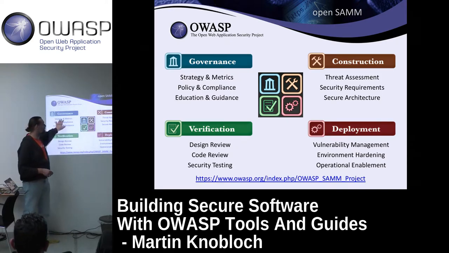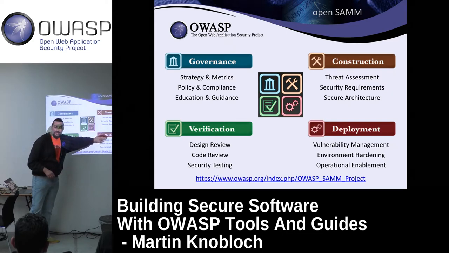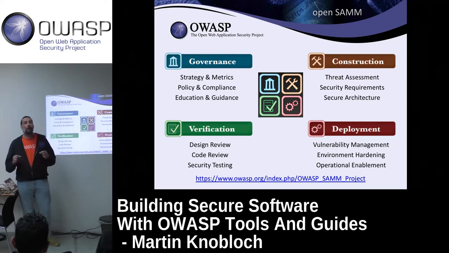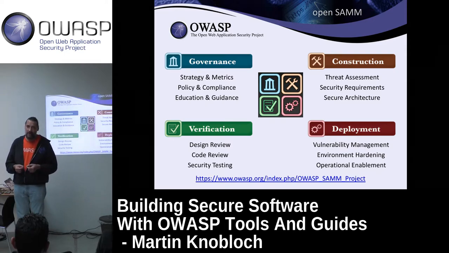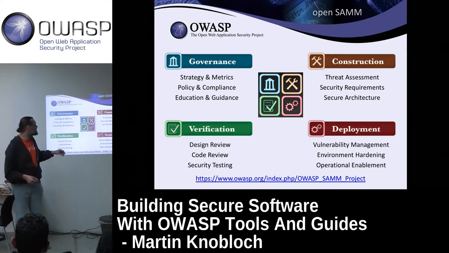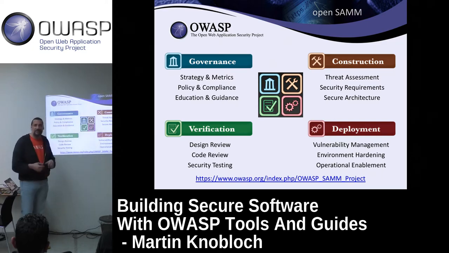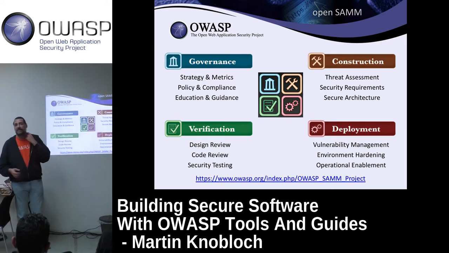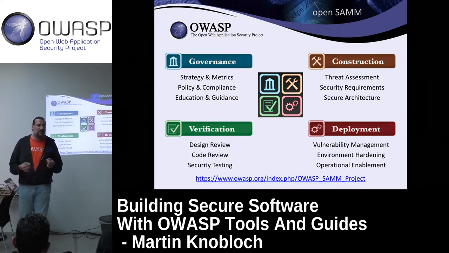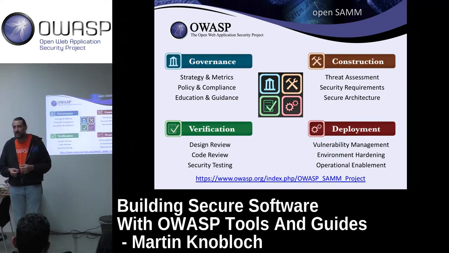And then look for governance, construction, verification, and operation. What should be in place to be able to run a mature software development? The Software Assurance Maturity Model tells you, like in governance, do I have my strategy metrics? Do I know compliance? Does my stakeholder understand what kind of compliance we have as a company?